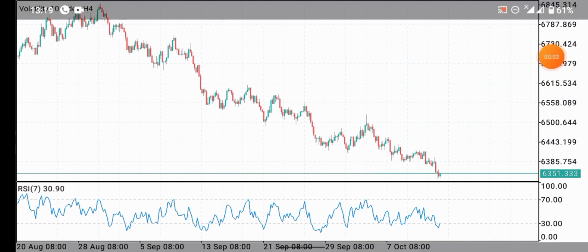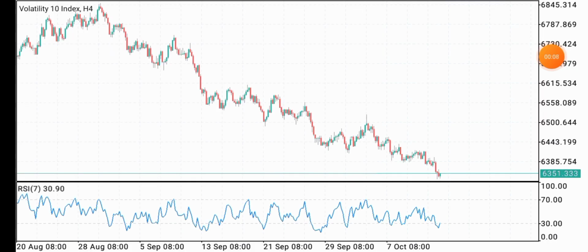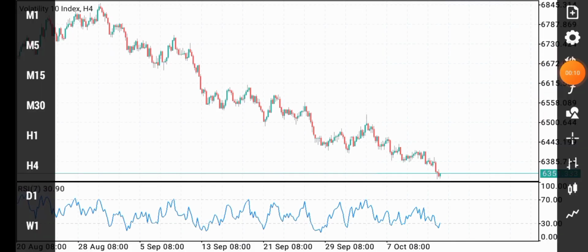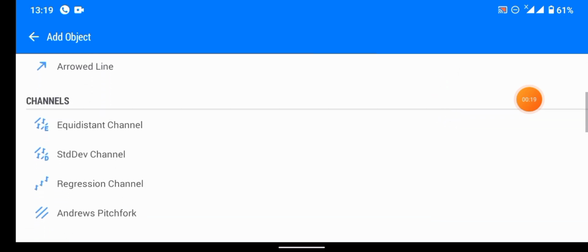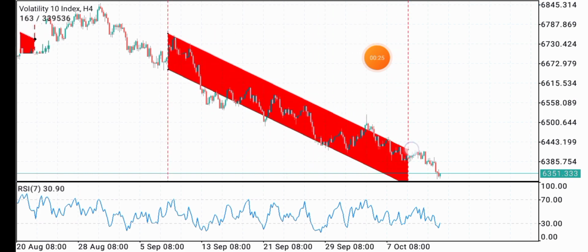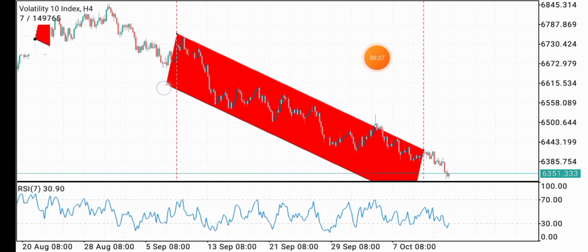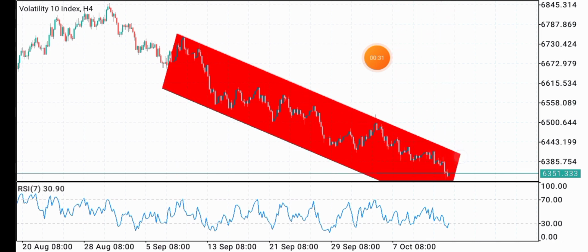To add an equidistant channel to the chart, first tap your screen, go to this shape button, then click the plus sign, then you move down, go to channels, then go to equidistant channel. You do this, then plot your equidistant channel. Although this is not a perfect equidistant channel, it is just to give you a glance on how I set an equidistant channel on my chart.